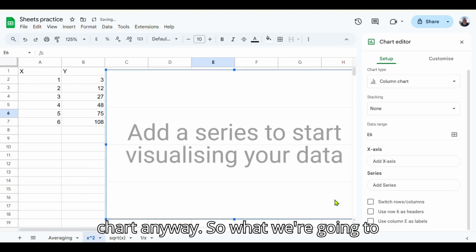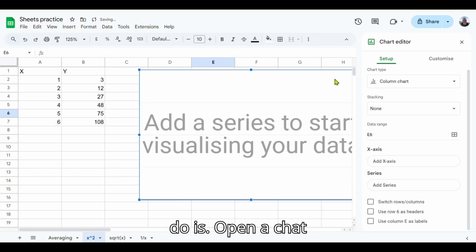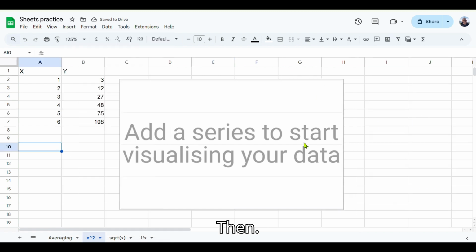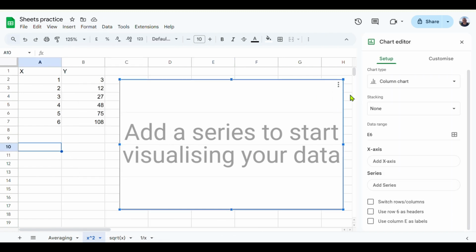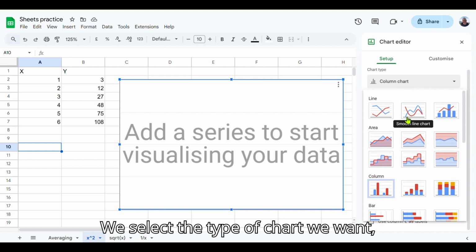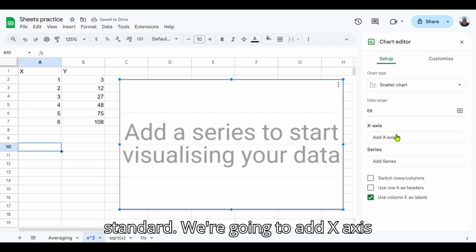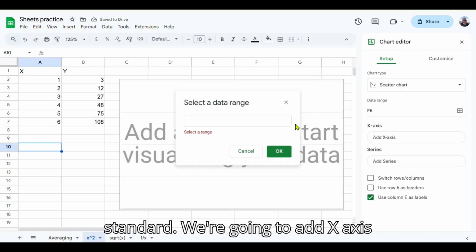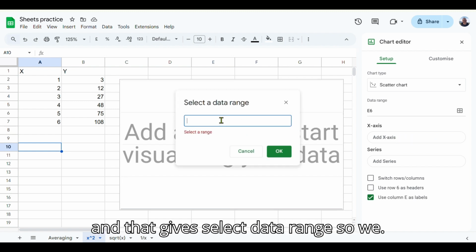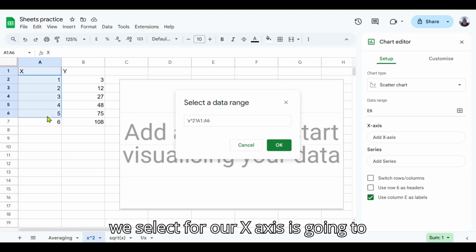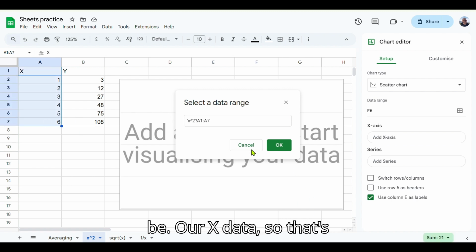So what we're going to do is open a chart by going insert chart once again. Then we select the type of chart we want, which is a scatter chart always for this standard. We're going to add x-axis, and it asks us to select data range, so we click on the box there, and the data that we select for our x-axis is going to be our x data, so that's A1 through to A7.